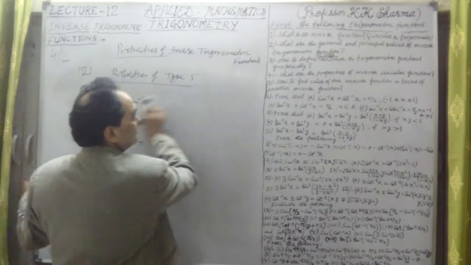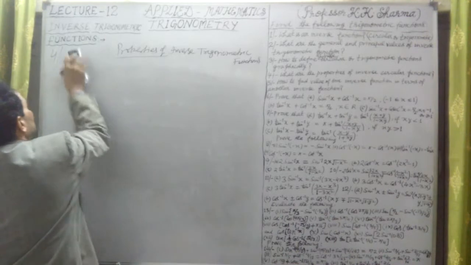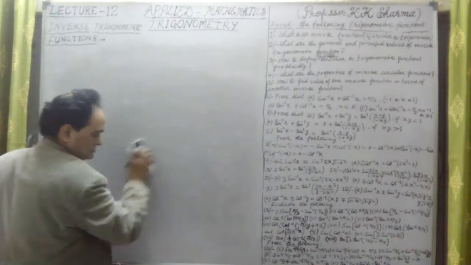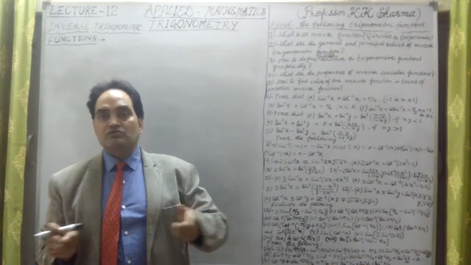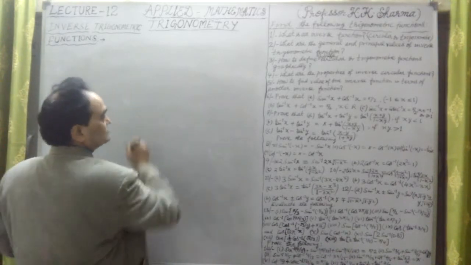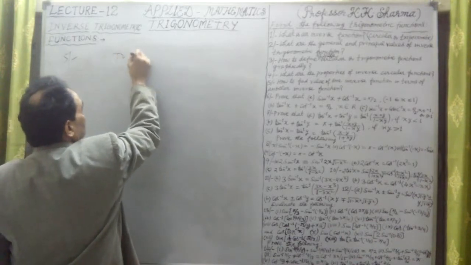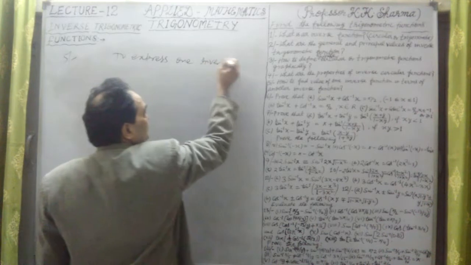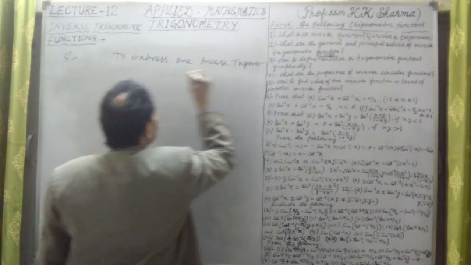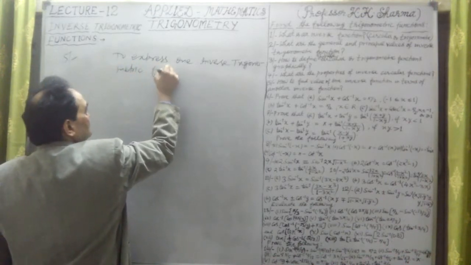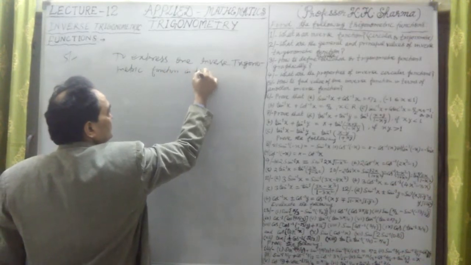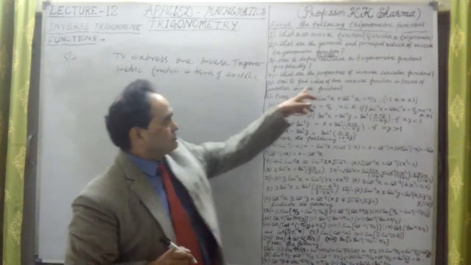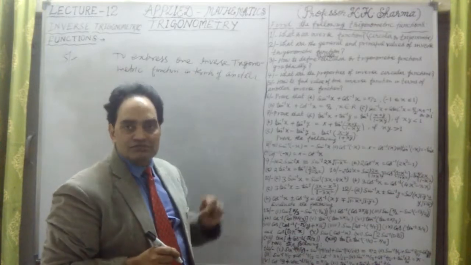This is question number 4 I have taken. These properties I have taken here. Now let us take question number 5. Question number 5 says: how to express one inverse trigonometric function in terms of another inverse trigonometric function. How to find the value of one inverse function in terms of another inverse function. This is question number 5.